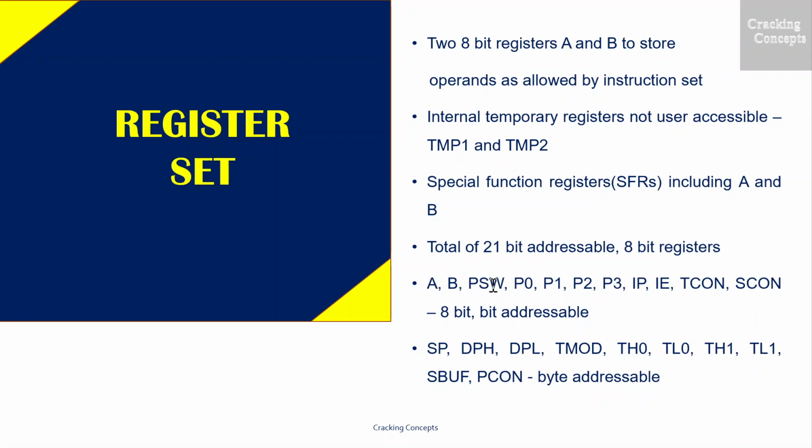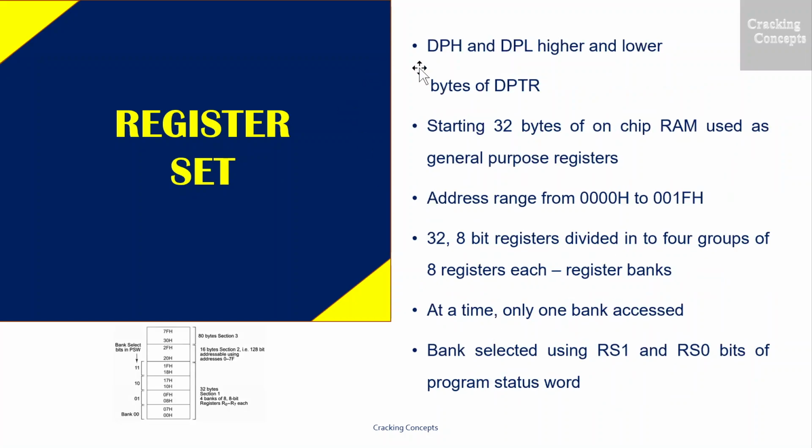A, B, PSW, P0, P1, P2, P3, IP, IE, TCON and SCON are all 8-bit bit addressable registers. The remaining registers, namely SP, DPH, DPL, TMOD, TH0, TL0, TH1, TL1, SBUF and PCON are all byte addressable. The registers DPH and DPL are the higher and lower bytes of a 16-bit register, DPTR, that is, data pointer, which is used for accessing external data memory.